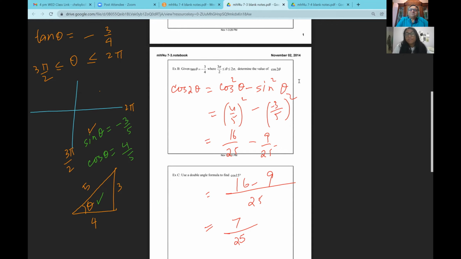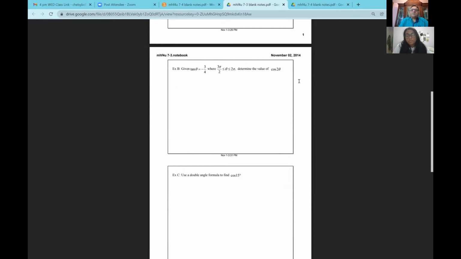Is that clear? Okay, so let me clear this. Let's see the next question. Can you please read it? Example C, use a double angle formula to find cos 15 degrees. So how do you use a double angle formula to find cos of 15 degrees? You have to write 15 as a combination of two angles whose values are known to you, right? Because cos of A plus B is basically cos A cos B minus sin A sin B, correct?